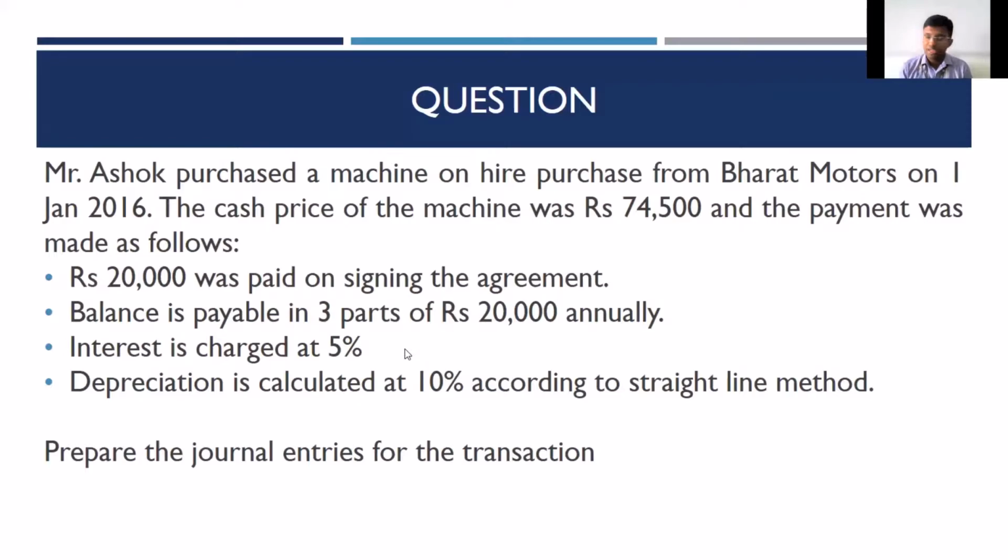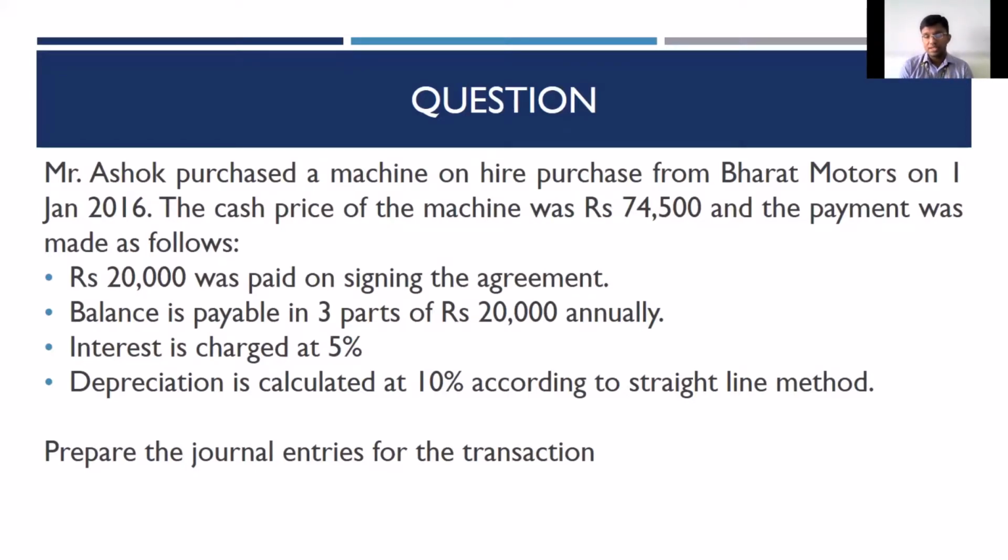So the balance amount that is due to the vendor, you will be paying in three parts, and the amount that you'll be paying per year is 20,000. Interest that is computed by the vendor is at 5%. Now, on top of this, 10% has to be charged by the purchaser as depreciation, and the methodology that we are following for computation of depreciation is the straight line method. There are different techniques available for calculating depreciation, and the methodology that we are following over here is straight line method. Prepare the journal entries for the transaction.